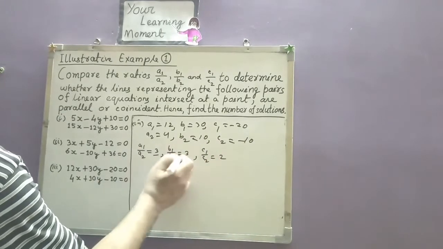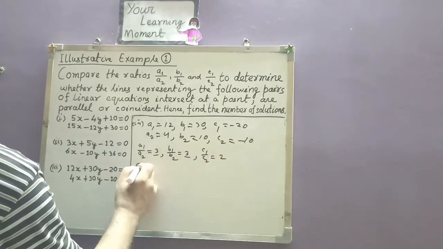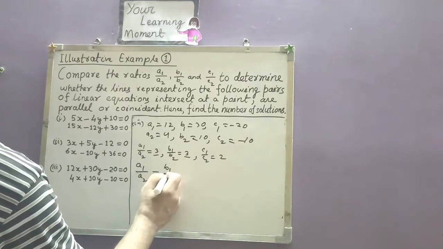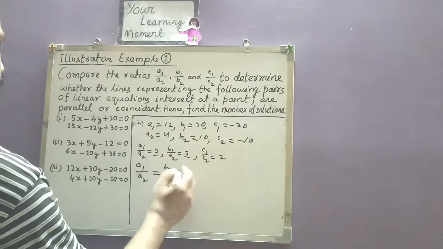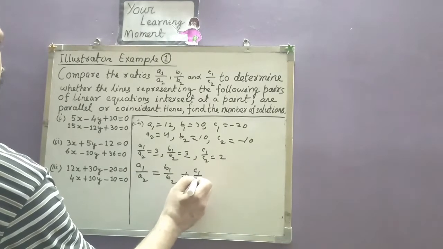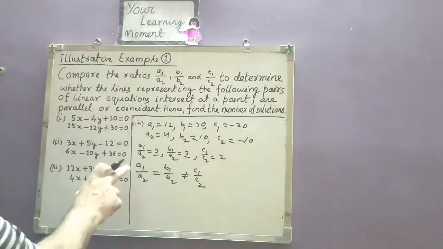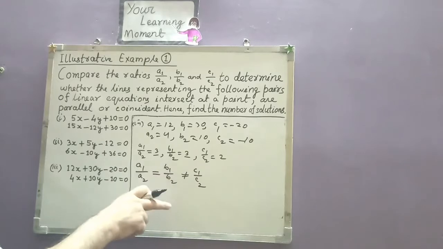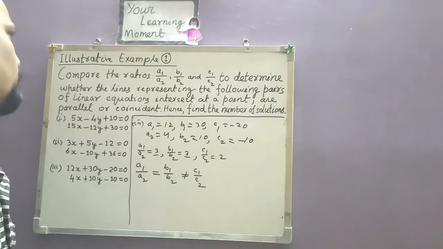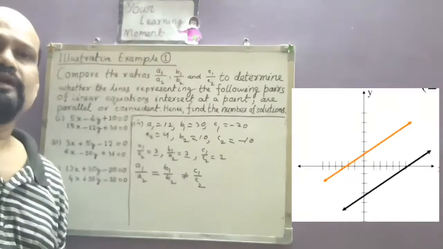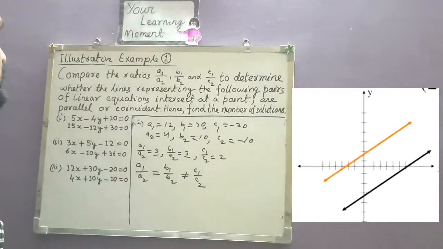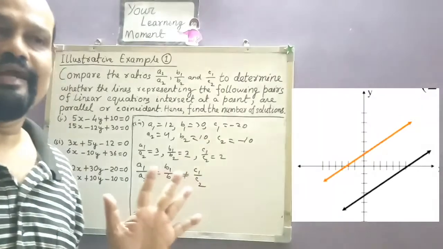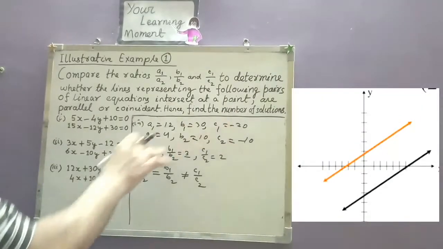Just look here, 3 and 3, these are equal. So a1 upon a2 equal to b1 upon b2, not equal to c1 upon c2. Since a1 by a2 equals b1 by b2, not equal to c1 by c2, these pairs are called parallel lines, because in this condition two lines are parallel to each other. They never intersect at any point and they have no solutions.